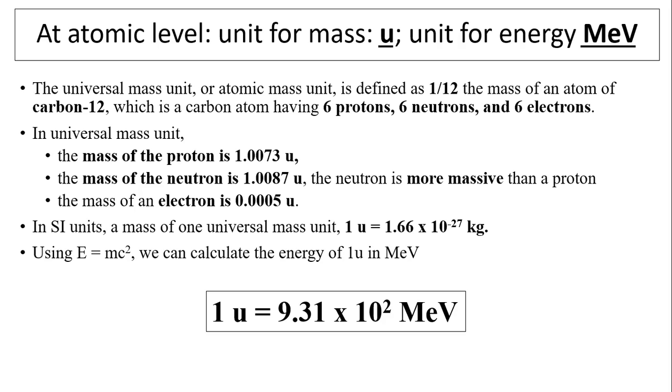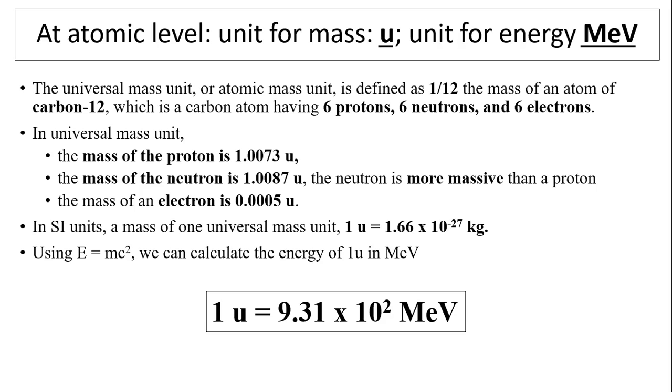The information given to you in the reference table is basically saying they are the same in kilograms, but in universal mass, we know neutron is a little bit more than proton. The mass of electron is 0.0005 universal mass unit. So in SI units, the mass of one universal mass unit, 1U, actually equals 1.66 times 10 to the negative 27 kilograms.